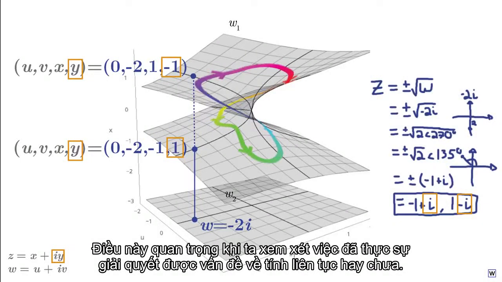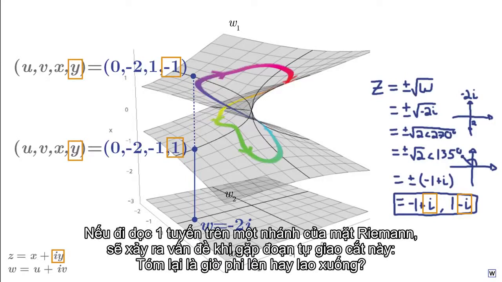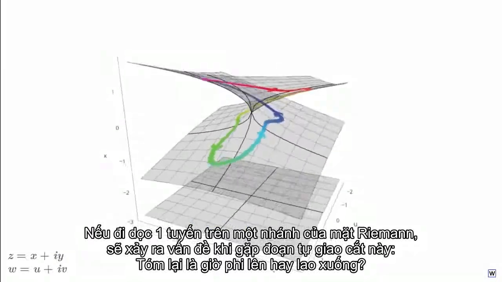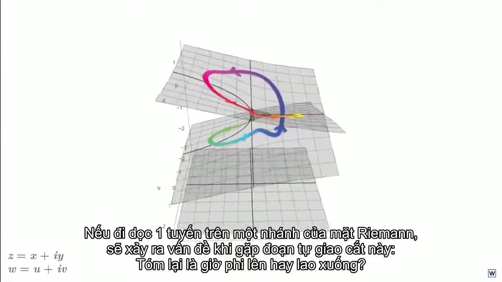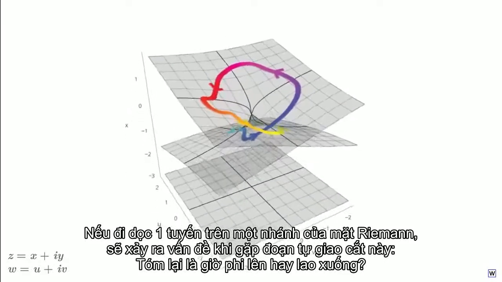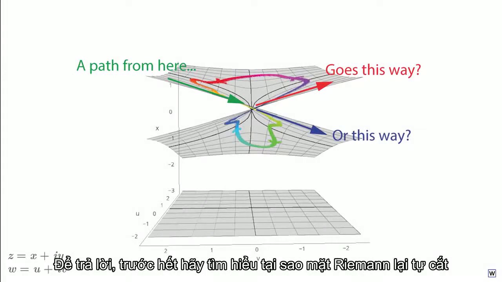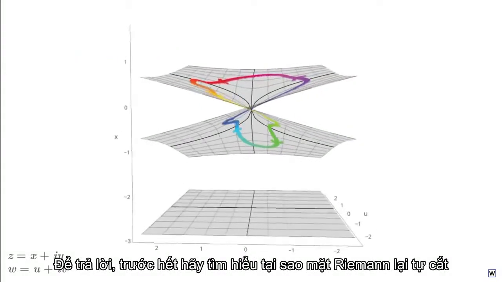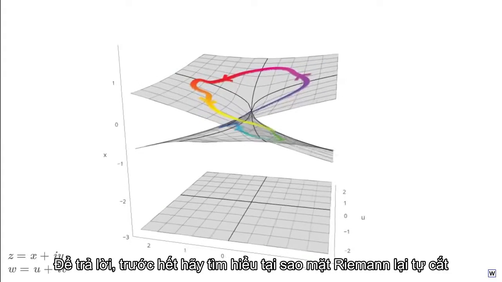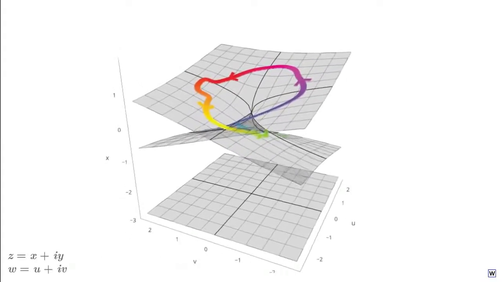This becomes important when trying to figure out if we've actually fixed our continuity problem. If we follow a path along a single branch of our Riemann surface, we run into a bit of a problem when we hit this self-intersection. After all, which way should we go, up or down? To answer this question, let's try to figure out why our surface self-intersects in the first place.